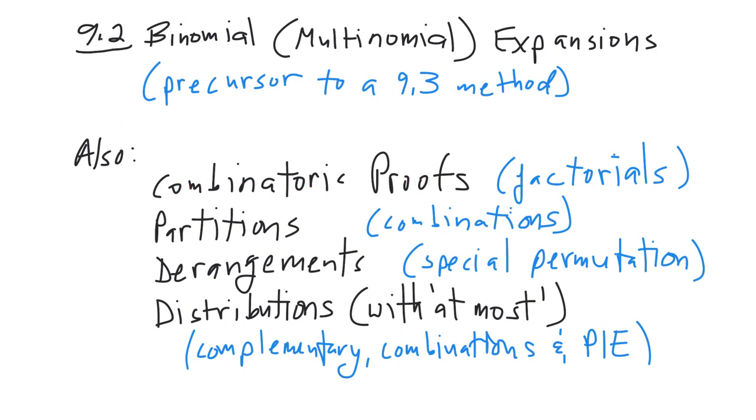Combinatoric proofs, which will use some heavy factorial work. Partitions, which is using combinations, and we'll talk about what that is. Derangements, which is a special type of permutation. And we'll return to distributions. Before we talked about distributions and used the words at least, but we did not talk about at most. And in order to do that kind of problem, we'll need to do complementary counting in combination with combinations and also with the pi method.